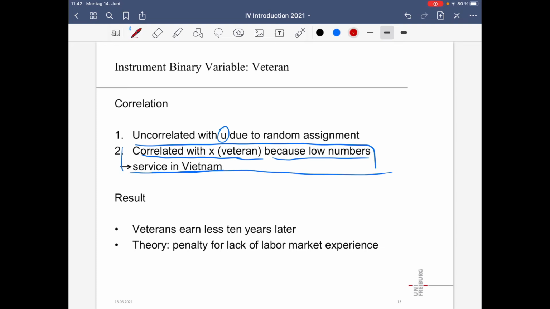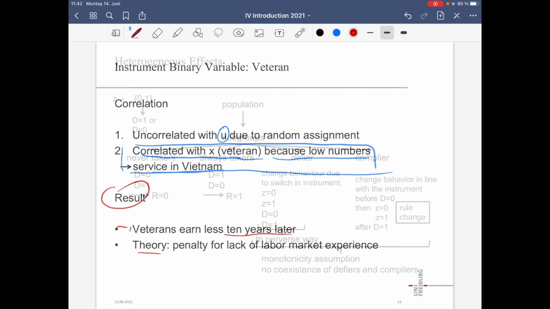The result, if you believe those identifying assumptions, is that veterans earn less 10 years later, and theoretically that's the penalty for lack of labor market experience, so those veterans are hit twice.